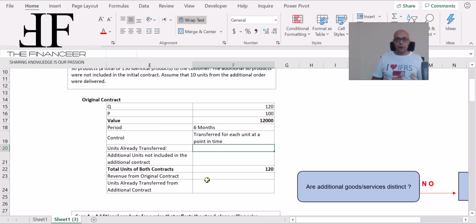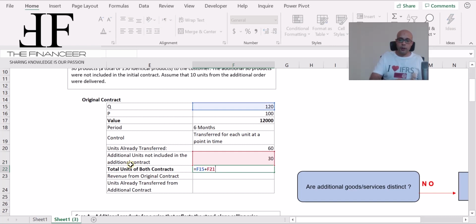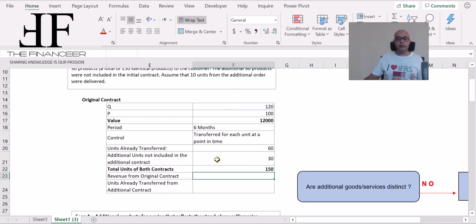Units already transferred. How many units were already transferred from the original contract? It is 60 units. This is the first batch. The additional units that were not included in the original contract, how many were they? It was 30 units. So the total units so far in the 2 contracts is the sum of the 120 units, which is the original contract, and the additional units, which is 30 units. So the total will be 150.